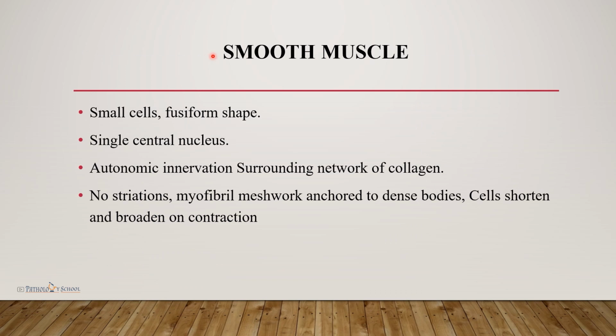After that, we will move toward the smooth muscles. These are small cells which are fusiform in shape. There is a single central nucleus in these muscles. It is also innervated by the autonomic nervous system. There are no striations, as the myofibril meshwork is anchored to the dense bodies. Cells shorten and broaden on contraction.